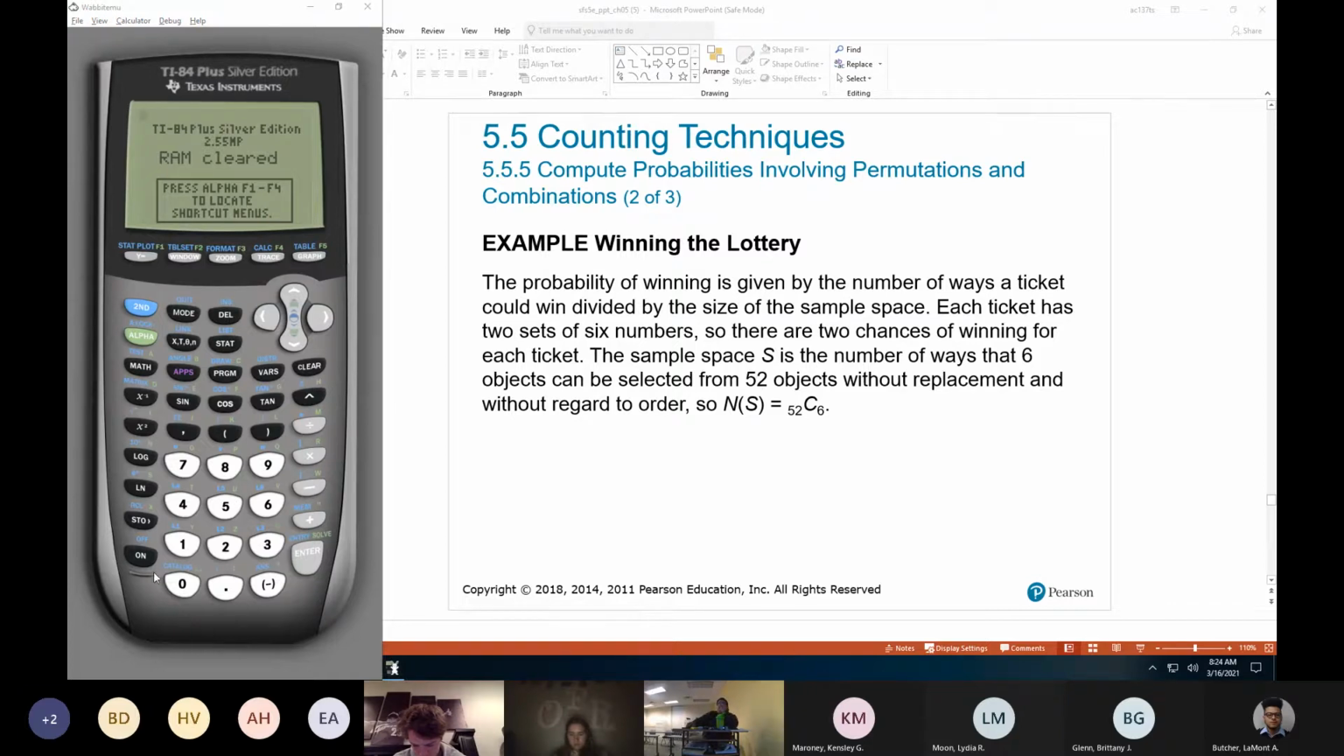Okay, so 52, math, probability, combination, 6. That's going to be a big number. All right, write that number down. That'd be 20,358,520, and then 1 is going to go above that. So 1 over 20,358,520.